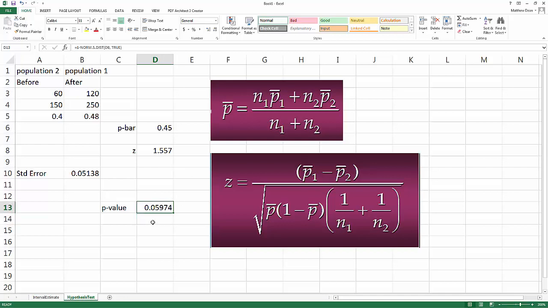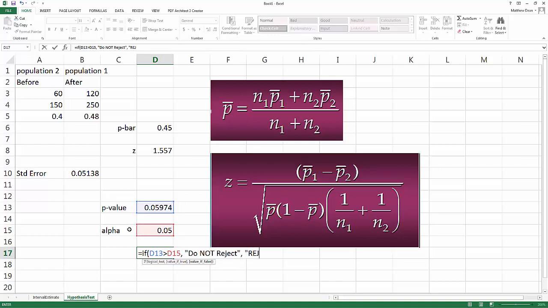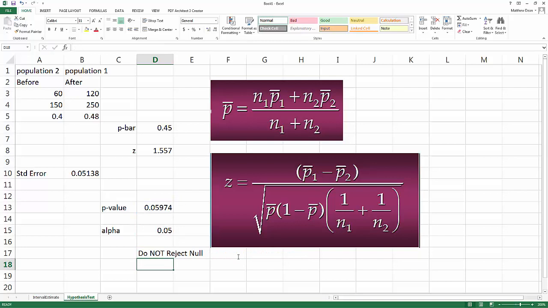So again, let's put in alpha here, 0.05. And then if this is bigger than this, do not reject, else reject. So do not reject the null.